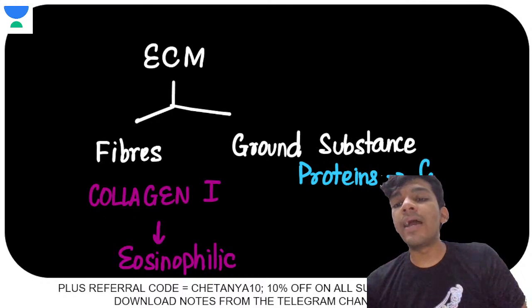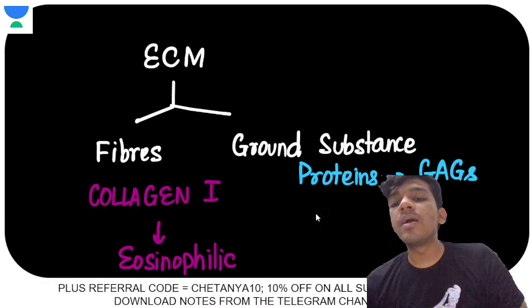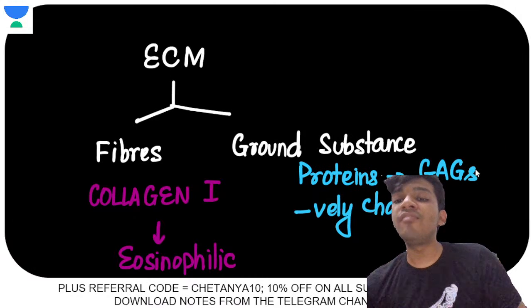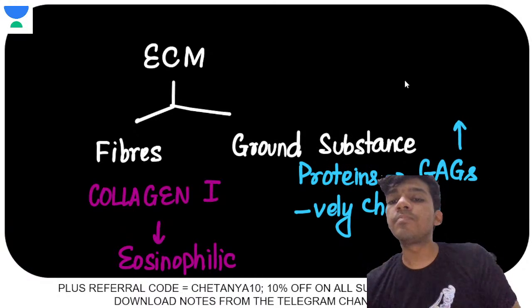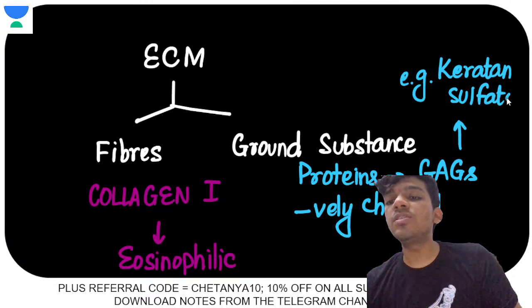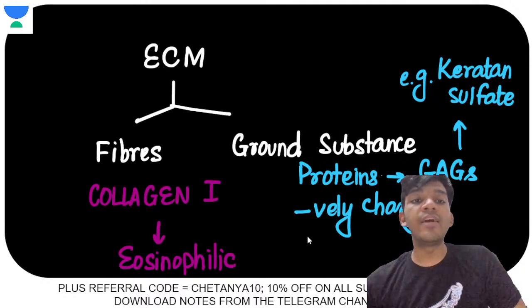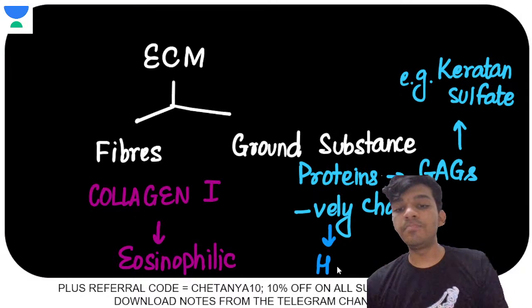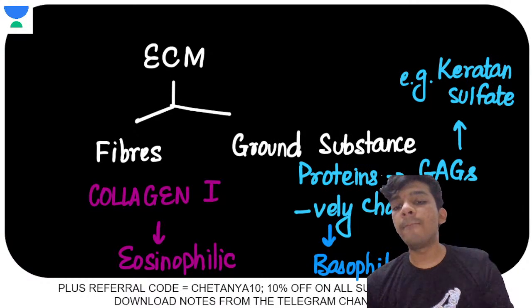For example, glycosaminoglycans, and they are highly negatively charged because of the presence of sulfates. I told you about keratan sulfate. So they have sulfates, for example, I'm writing here keratan sulfate. Because of this, ground substance is negatively charged. Therefore, because it is negatively charged, it will be attracted to positive, so it is going to stain basophilic.